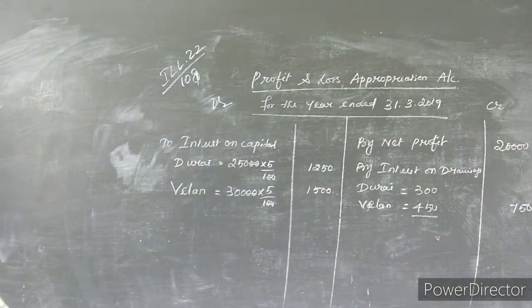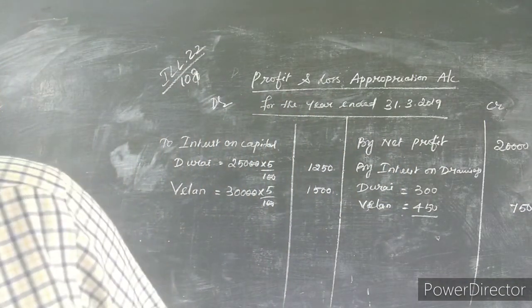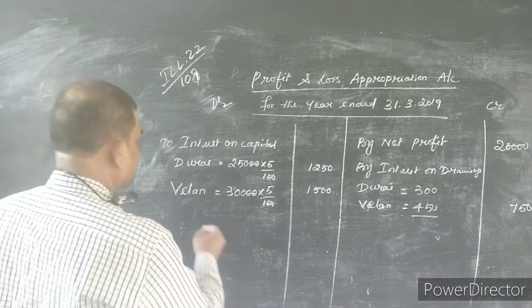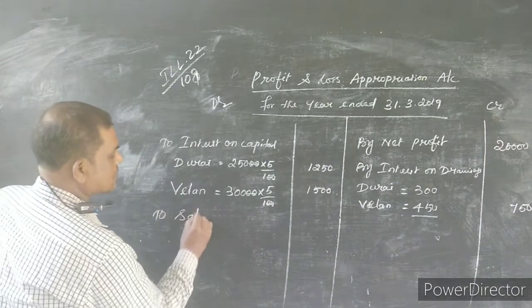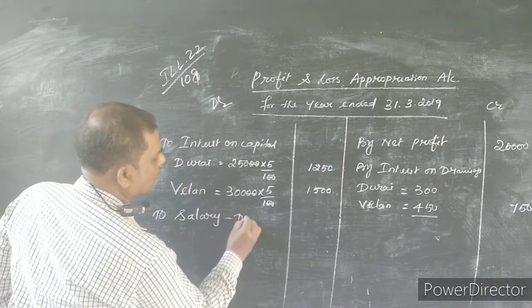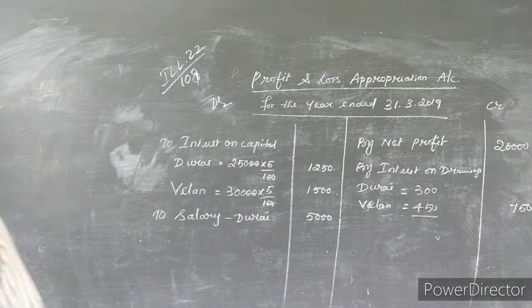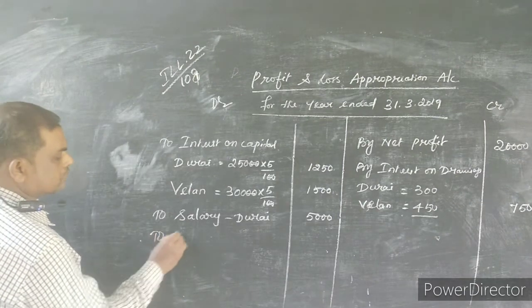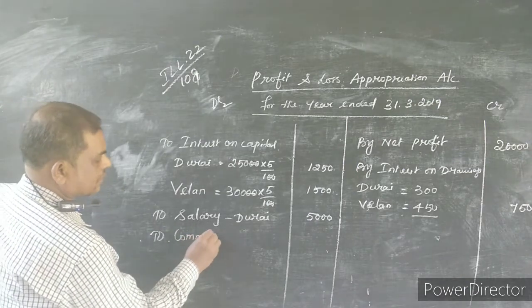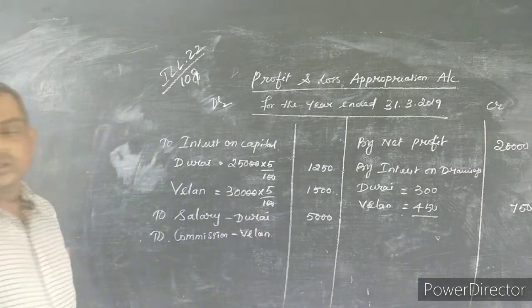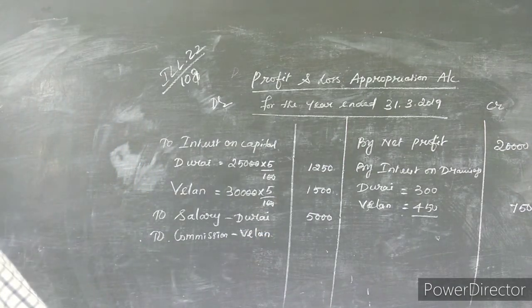Okay, 750. Here, partner's salary: Durai received a salary of rupees 5,000. So to salary, Durai 5,000. Only Durai is getting salary. Velan is getting commission of 2,000. So to commission, Velan, rupees 2,000.